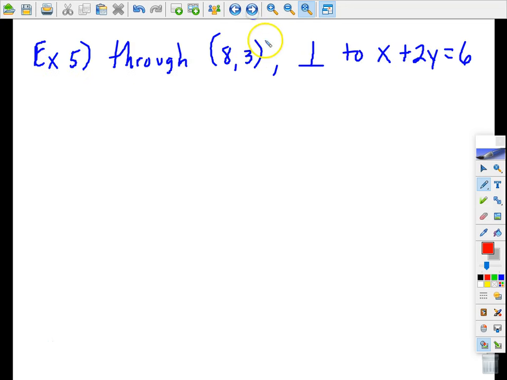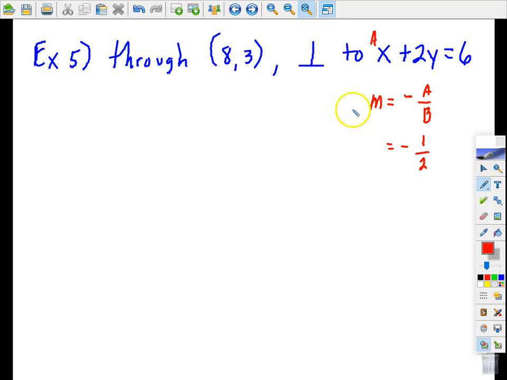All right, let's try one more. Same idea. We're writing the equation for a line that goes through this point, and it's also perpendicular to another line. Well, do you remember earlier in this lesson how I showed you how you can find the slope of a line that's in standard form? Well, let's see if you remember. It's the opposite of A over B. Remember, A is the number in front of x, which is 1. B is the number in front of y, which is 2. So the slope of this line that is given to us is negative 1/2.